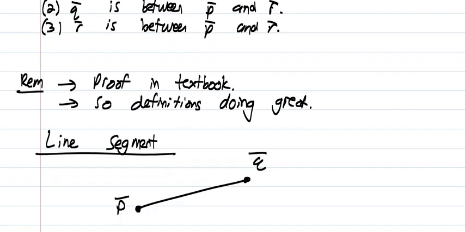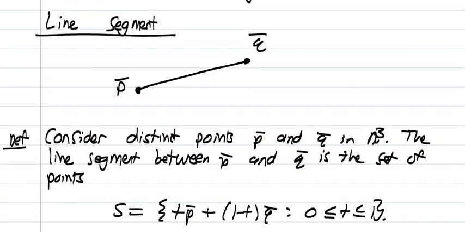Now, the next thing we want to define is the idea of a line segment. So if you have 2 points, P and Q, a line segment is all of the points, including P and Q, the endpoints, and all of the points in between P and Q. So here's a formal definition. Consider distinct points P and Q as illustrated. They are 3D vectors. The line segment between P and Q is a set of points S equals, it's a set of 3D vectors of the form tP plus (1 minus t)Q, where t is between 0 and 1 inclusive.